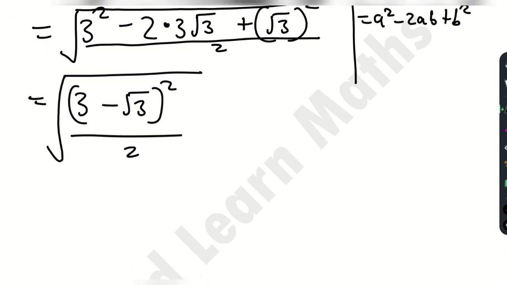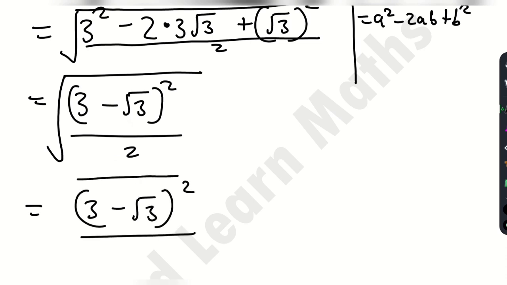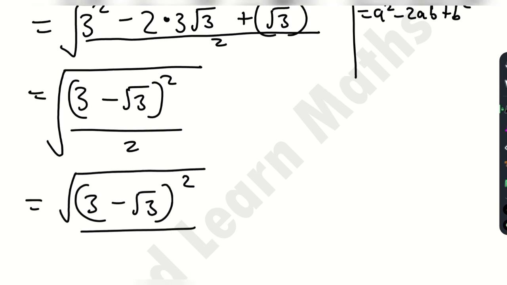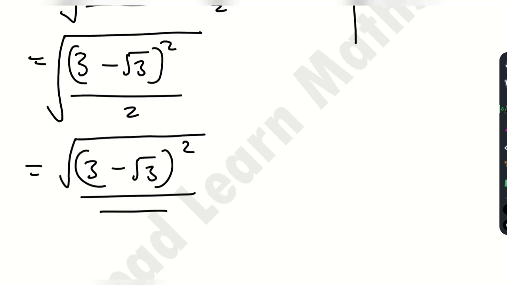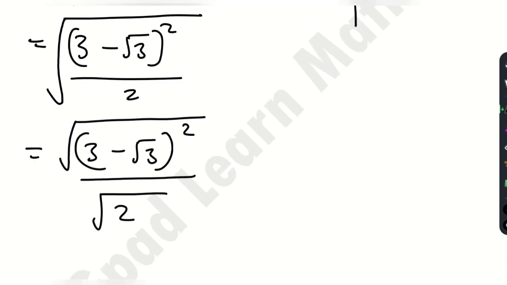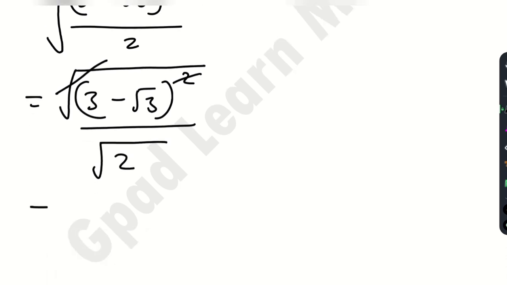Now watch this. I'm going to distribute this square root to 2 and what I have as the numerator. So it's going to be equal to 3 minus root 3 all squared with the square root on it like this, then square root of 2. So the square root will cancel the square, and then I will end up having 3 minus root 3 over root 2.